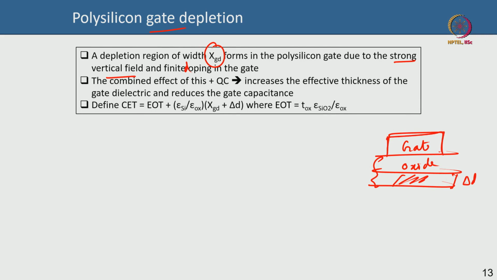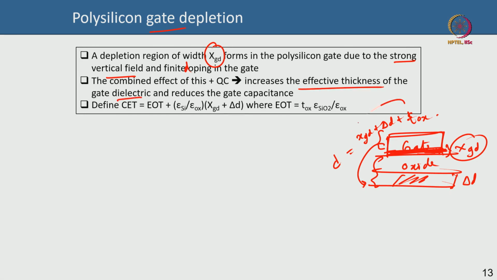Now, in the gate if there is a depletion, say this part is depleted, then some part of the gate is depleted. So, that XGD, I can say that is the gate depletion, will also have its own capacitance, because the effective gate is now this. This extra depletion in the gate stack leads to a further increase in the gate to channel distance. The total distance D is now XGD plus delta D plus Tox. So, the combined effect of this polysilicon gate depletion and the charge quantization or quantum capacitance is that the overall thickness of the gate dielectric is increased. This is what I am talking about.